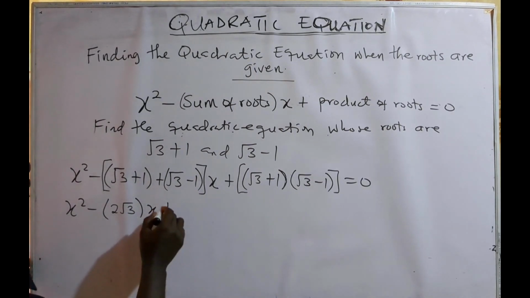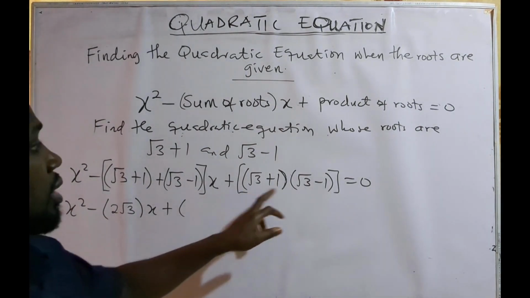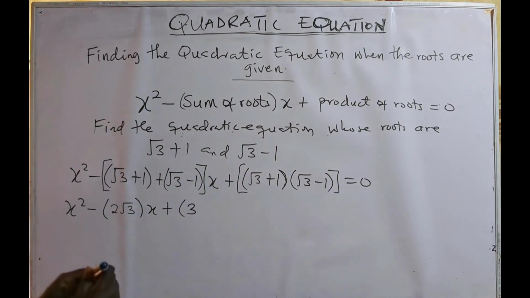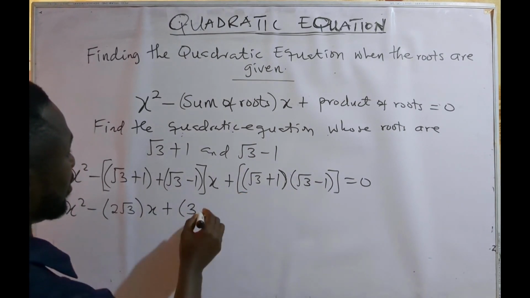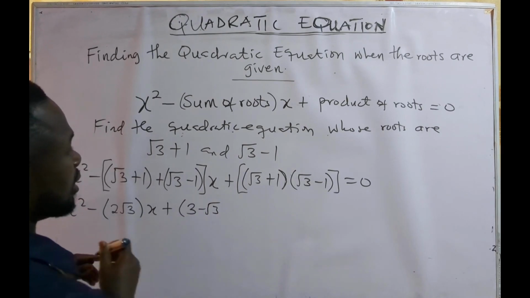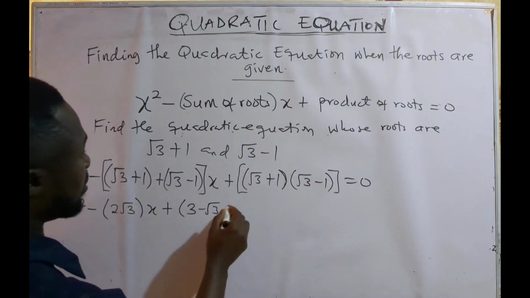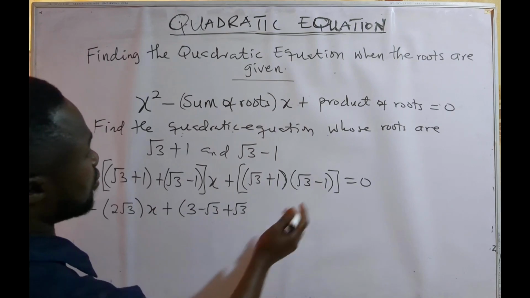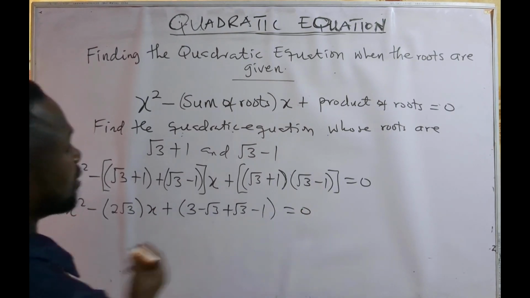Then we have plus. Let's look at the product. Root 3 times root 3 is going to give us what? 3. Root 3 times root 3 is 3. Okay. And then root 3 times minus root 3. Then we have minus 1 times root 3 will give us positive root 3. Then we have minus 1 times minus 1 will give us minus 1. Equal to 0.